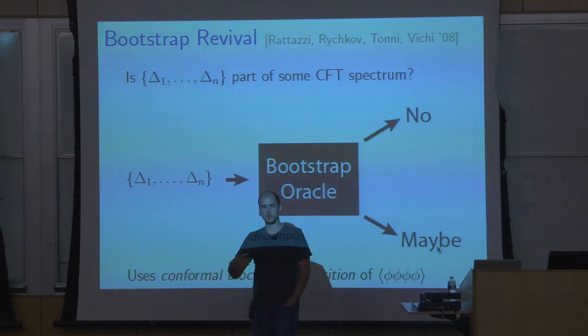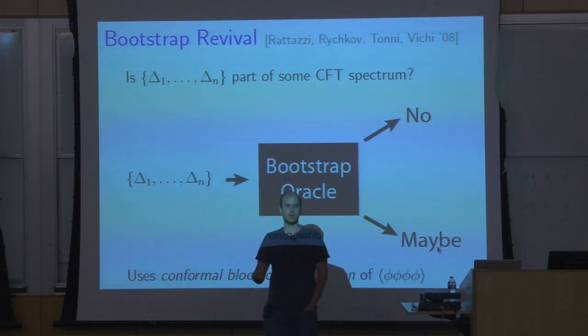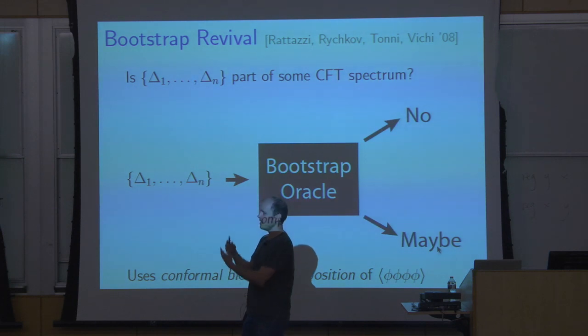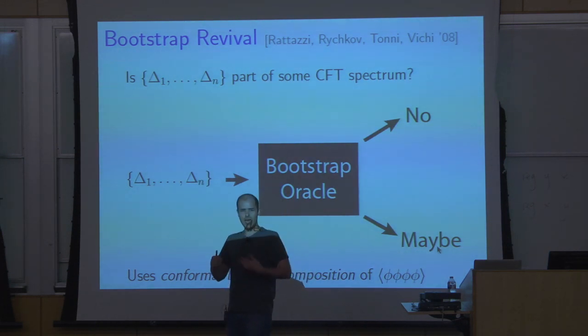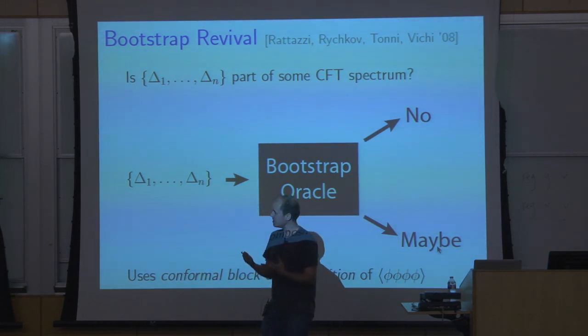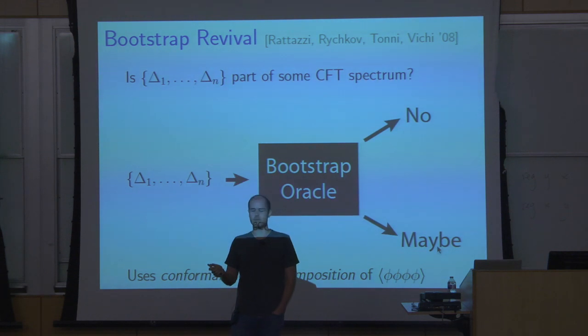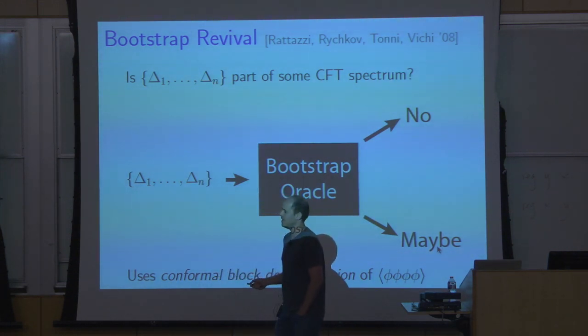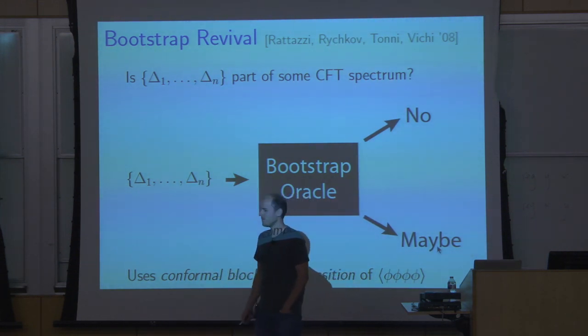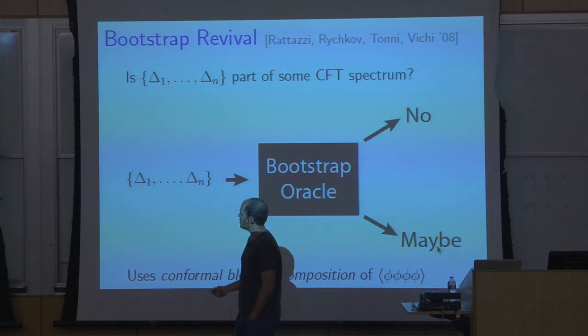And remember, dimensions are related to critical exponents. So we're trying to compute these deltas. So we take a list of hypothetical deltas and we ask, is this list possible in a CFT? And the oracle says either no, absolutely not, you cannot have that list of deltas, or maybe, I don't know, maybe. Those are the two choices.